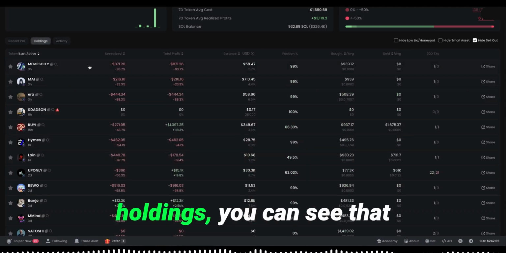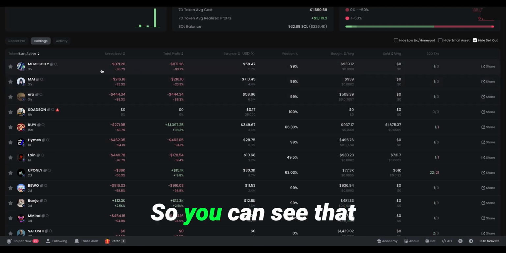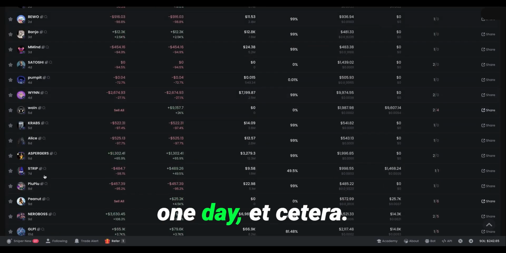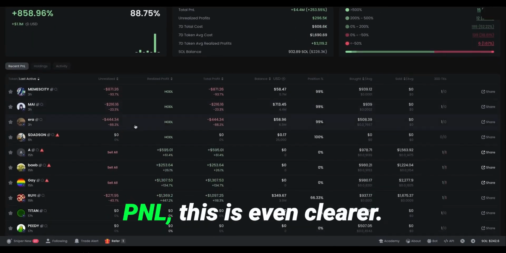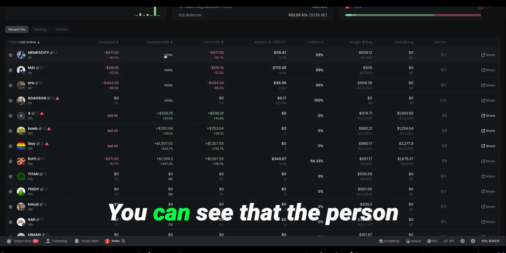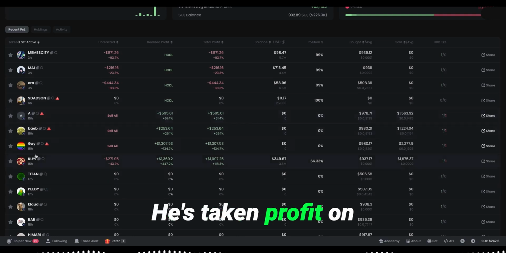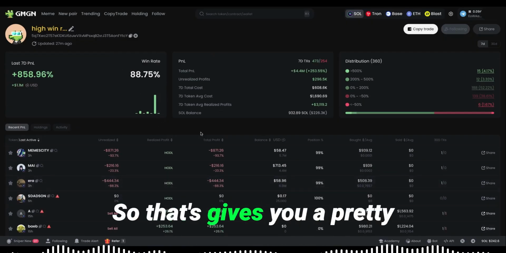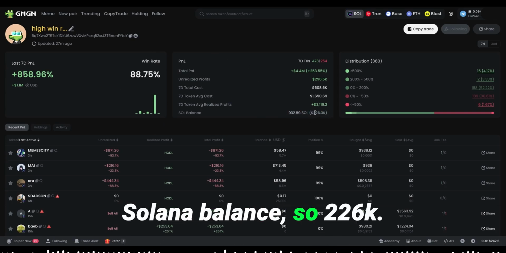If you go on the holdings, you can see that this person tends to buy and hold a few assets. You can see he's holding this for 3 hours, 6 hours, 15 hours, 1 day, etc. So there are quite a lot of holdings. On the recent P&L, this is even clearer. You can see that the person is hodling these coins. He's taken profit on these ones, and then the remainder is hodling as well. So that gives you a pretty decent understanding. This is obviously the Solana balance, so 226K.